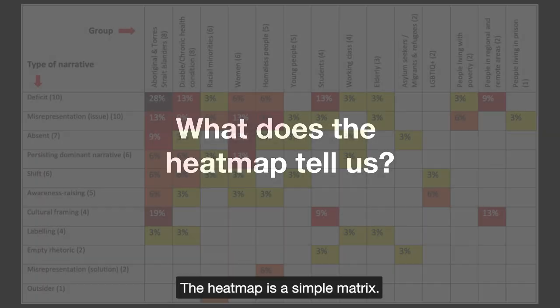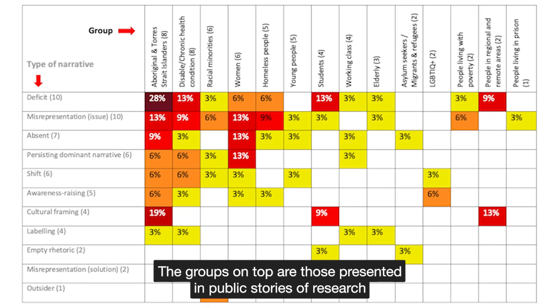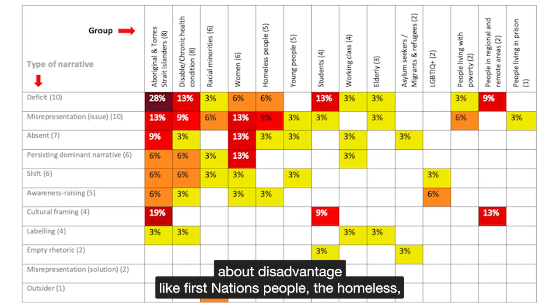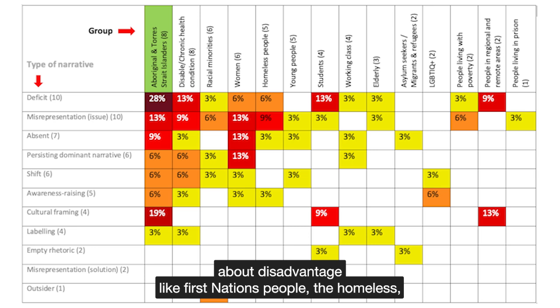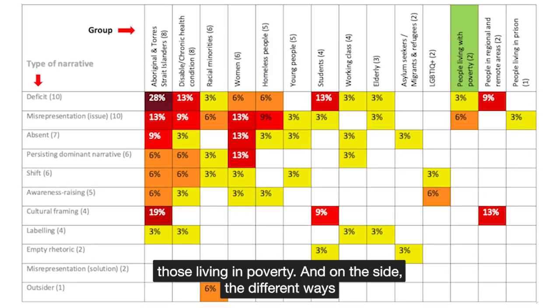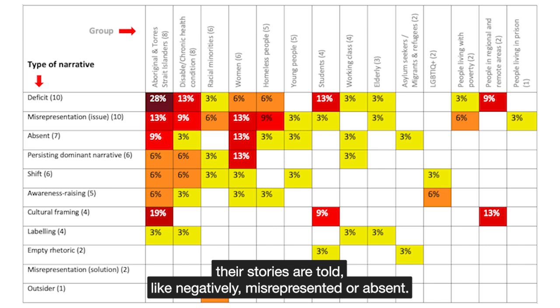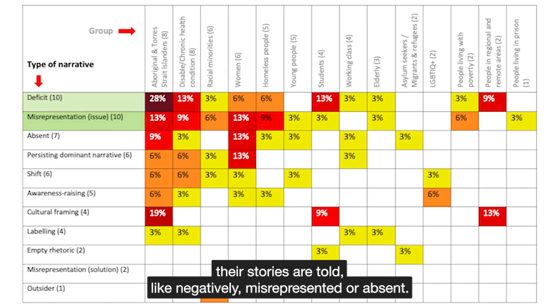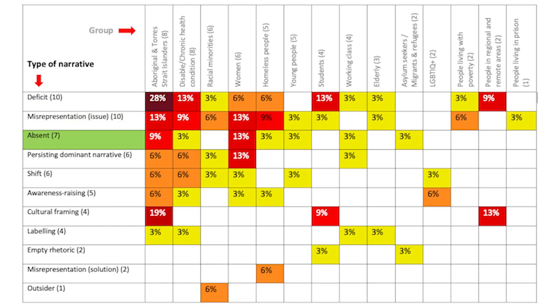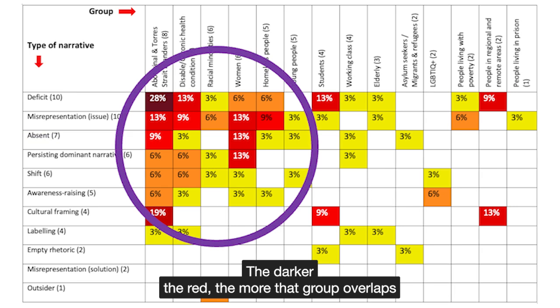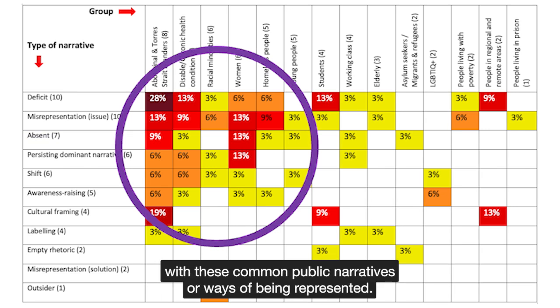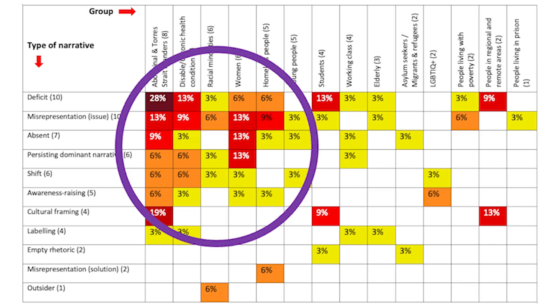The heat map is a simple matrix. The groups on top are those presented in public stories or research about disadvantage, like First Nations people, the homeless, those living in poverty. And on the side, the different ways their stories are told, like negatively, misrepresented, or absent. The darker the red, the more that group overlaps with these common public narratives or ways of being represented.